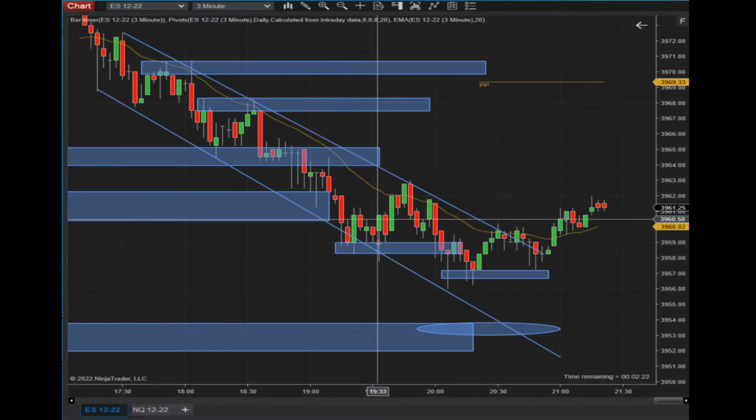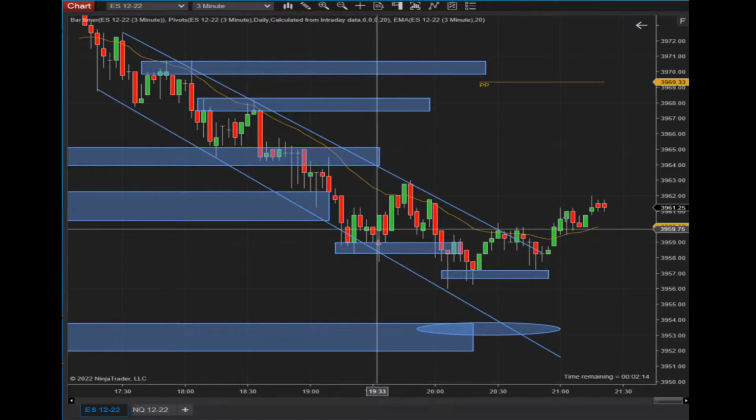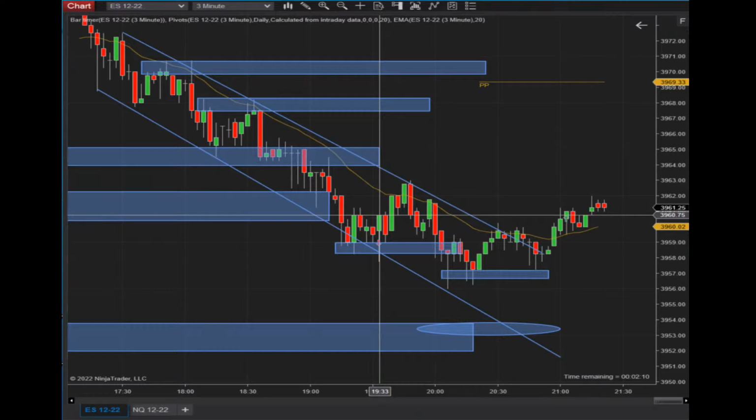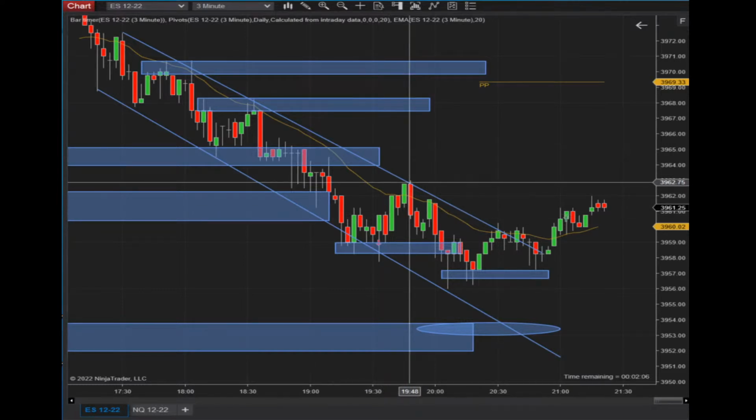I couldn't tell where it was going. I mean, this thing, it had no green in it. Initially, all red came down, got to right here, did not hit our target, pulled back, and eventually just went back up and took us out.